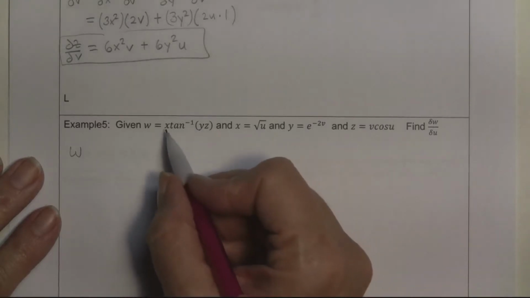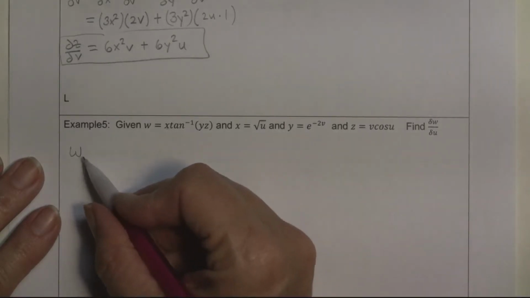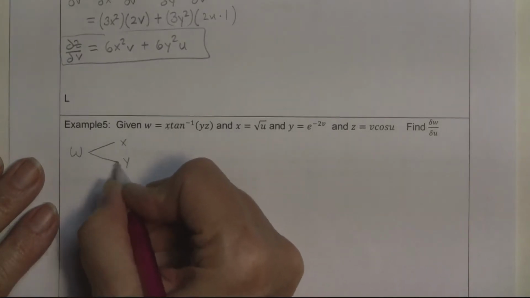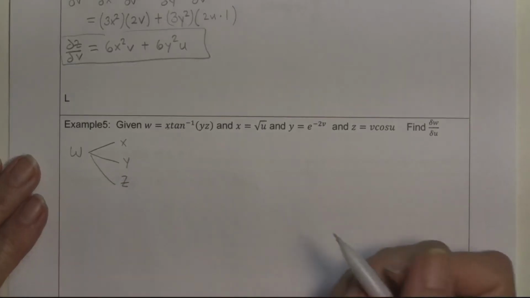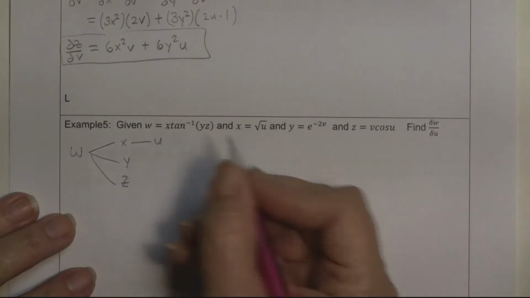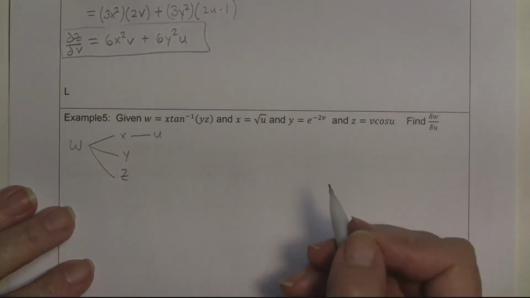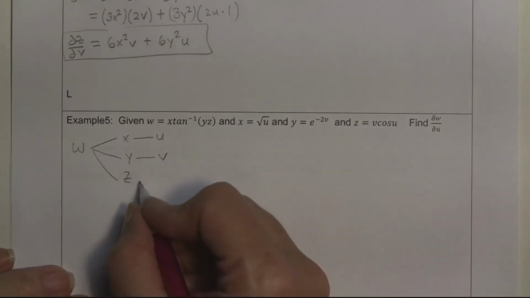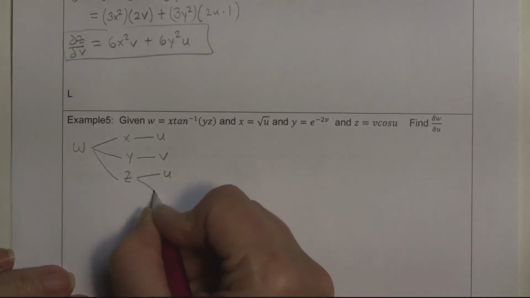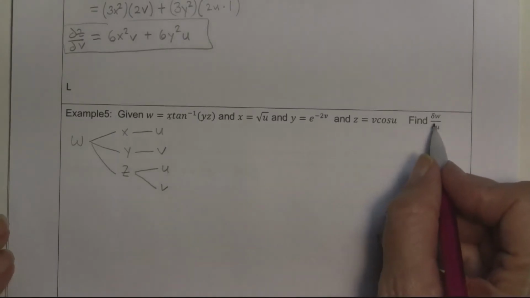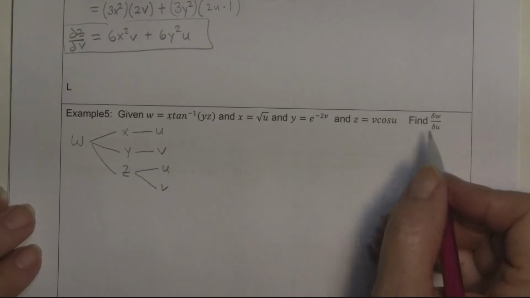So we have our independent variable w, x, y, and z. And then x is only in terms of u, and y is in terms only of v, and z is in terms of both u and v. Okay, so we've written out our tree, and we're supposed to find the partial of w with respect to u.